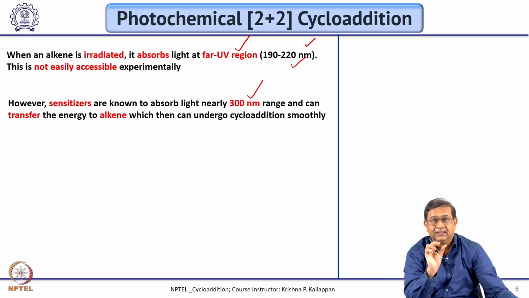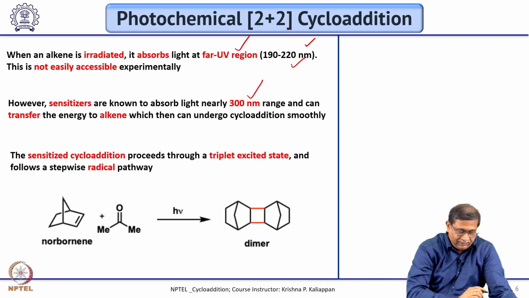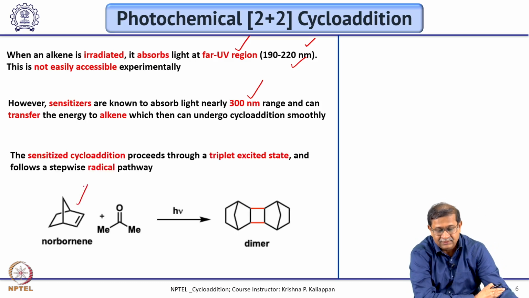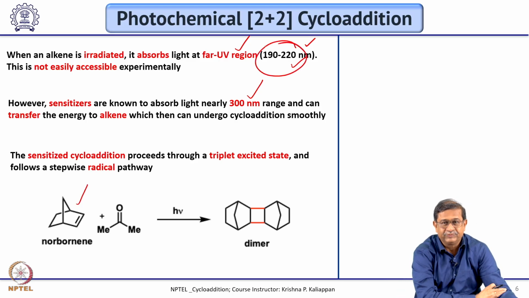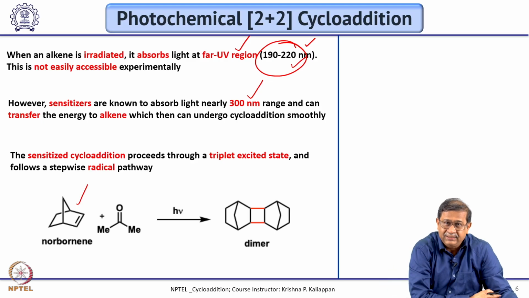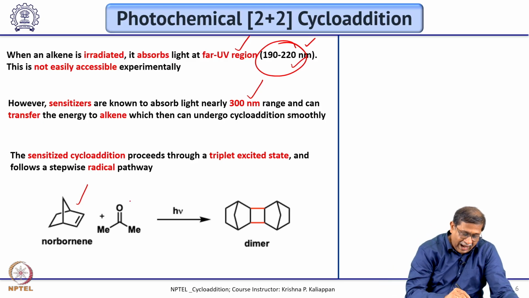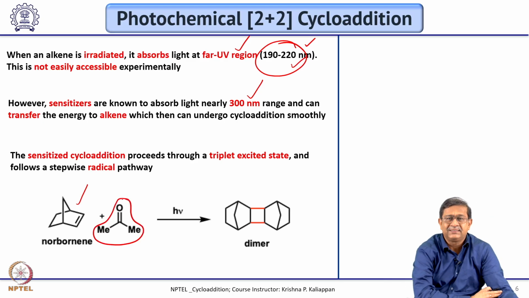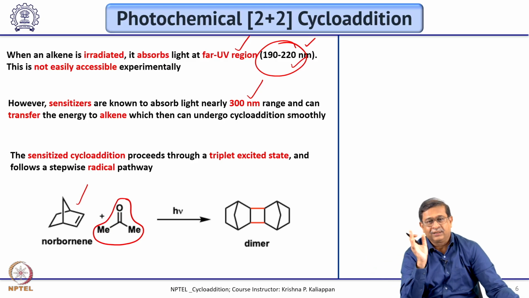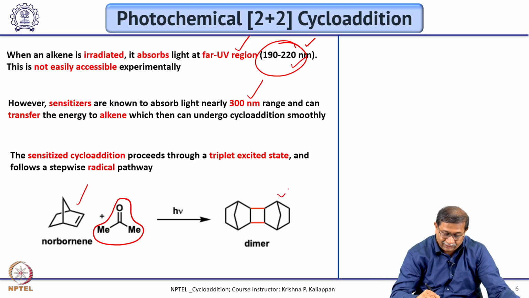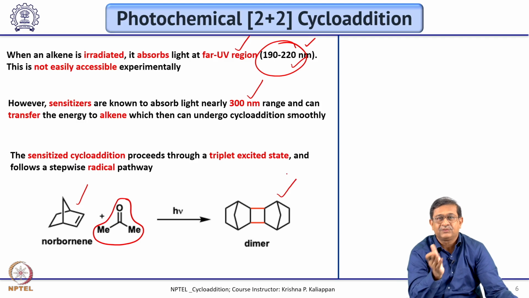So that is how a 2+2 cycloaddition reaction, which alkenes cannot normally undergo, can be made to take place by adding sensitizers. For example, norbornene absorbs around 200 nanometer, so it cannot undergo 2+2 under normal photochemical conditions. So you add acetone. This acetone is the sensitizer. Now the acetone gets excited, then it transfers energy to norbornene, and the norbornene undergoes dimerization, a 2+2 cycloaddition.